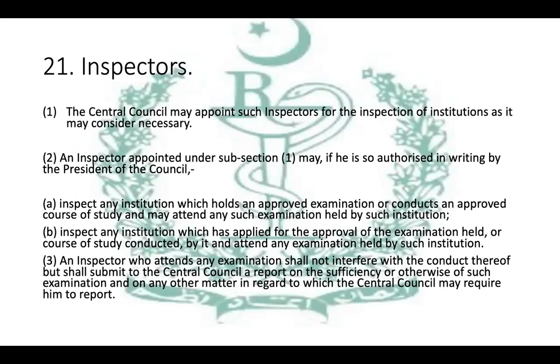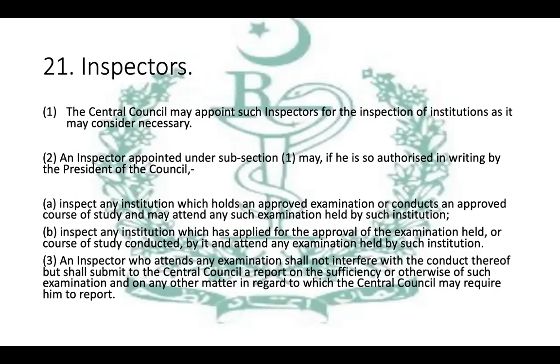So section 21 says that the central council means the central pharmacy council. As I told you, this Act was promulgated in February 1973, when our constitution of 1973 was not yet promulgated. It was promulgated in August 1973. That's why, before that, the federal government was also known as the central government. Similarly, they are saying it's a central council. It is the Pakistan Pharmacy Council. Later on, the name was amended. The Central Council of Pakistan Pharmacy Council may appoint such inspectors for the inspection of institutions as it may consider necessary.